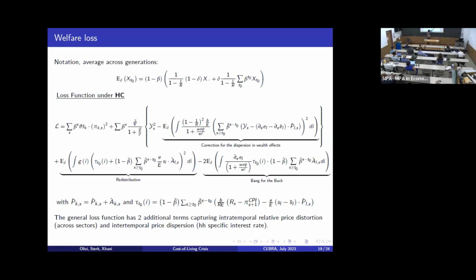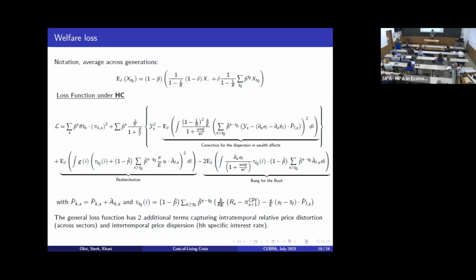And you have this new term, which is what we call a bang for the buck redistribution motive. It's a bit surprising, but the idea is, imagine that you have a shock in the food sector and you have two identical households. You don't really want to give $1 more to the household that's going to consume more food, because since you have a shock in the food sector, food is less productive. So with an additional dollar, the household is not going to be able to buy more.